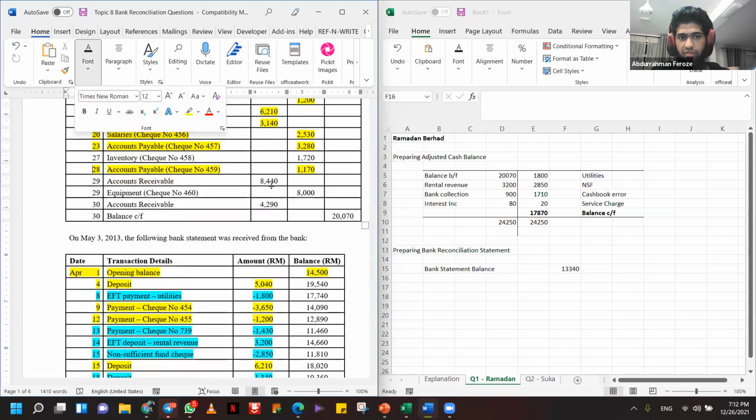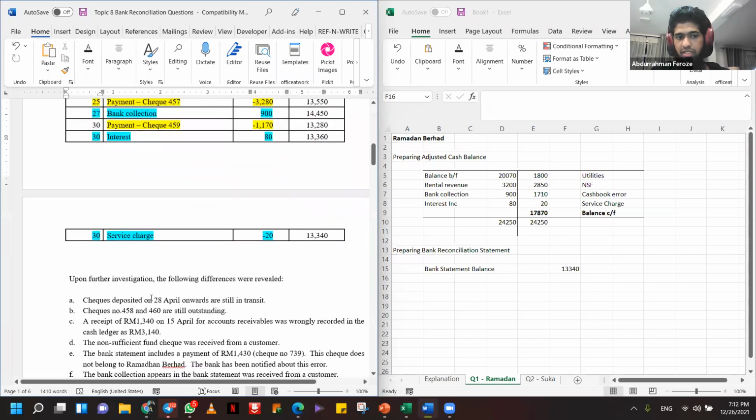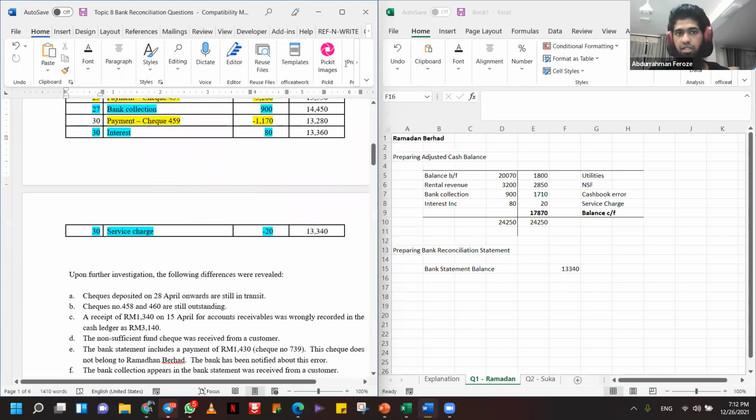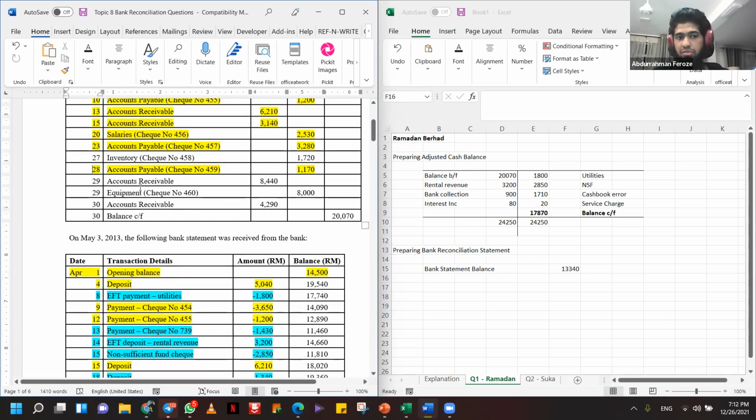Account receivable 8,440. This is not there in the bank statement. It's already part of what they speak about here, from 28th April onwards. All the checks are in deposit. It is not in transit. It has not yet been received. So yes, this has not been mentioned in the bank statement.